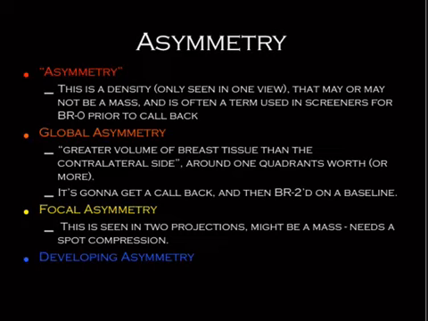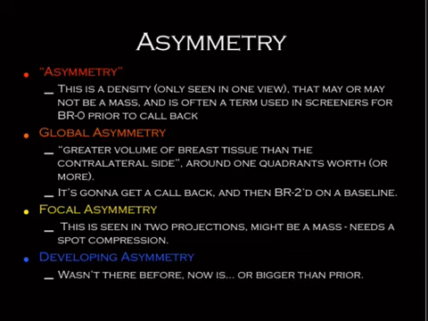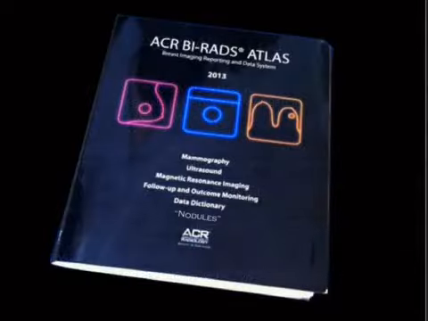So that is basically it. On screeners, people just call stuff focal asymmetries if they see them in two views, and they're going to bring them back, and then they'll get fancy with all the vocabulary words on the diagnostic. And lastly, there's this thing called a developing asymmetry, which is bad, which means that there's a new thing that wasn't there before.